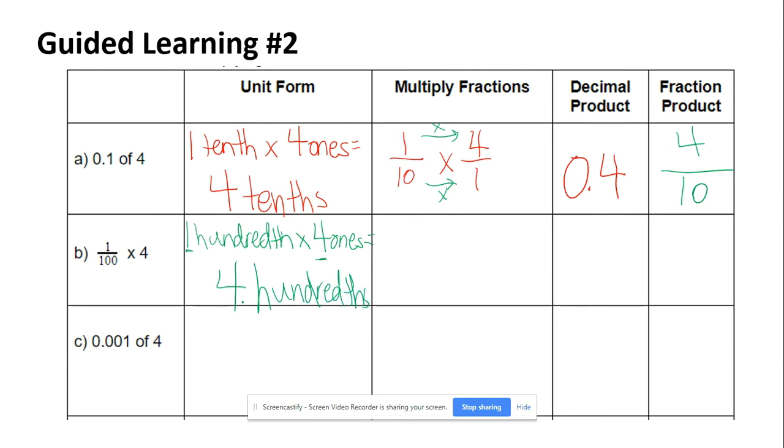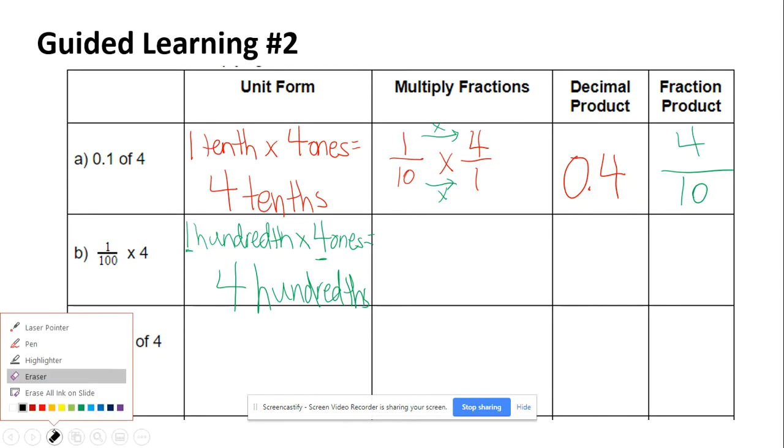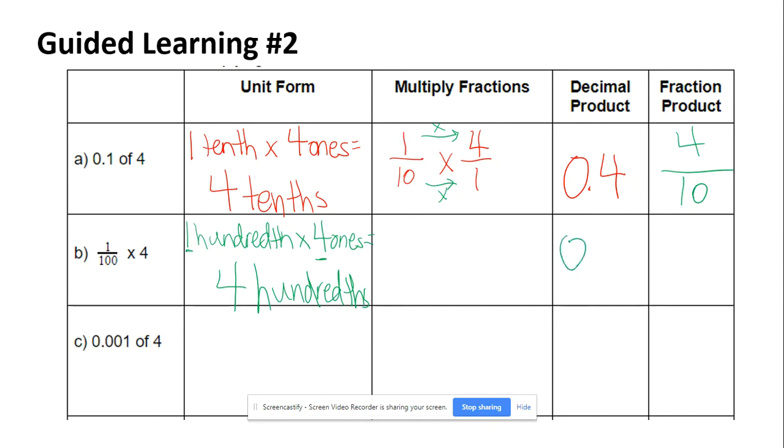I can rewrite this as a decimal. 0 and 4 hundredths. Notice the 4 is in the hundredths place because we're in hundredths, so the last digit needs to end in the hundredths place, which means there are 0 tenths. We still need to put a 0 in the tenths place, even though there's no tenths. So that's showing that there's no tenths.